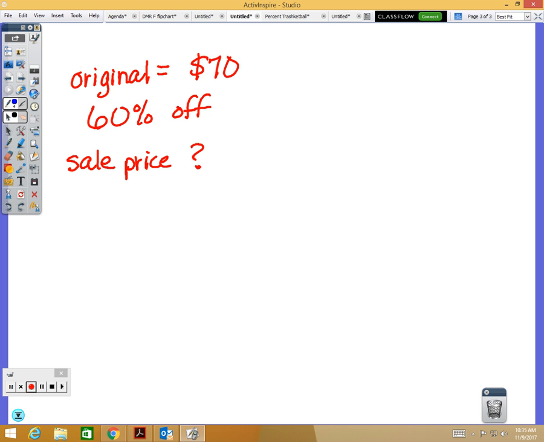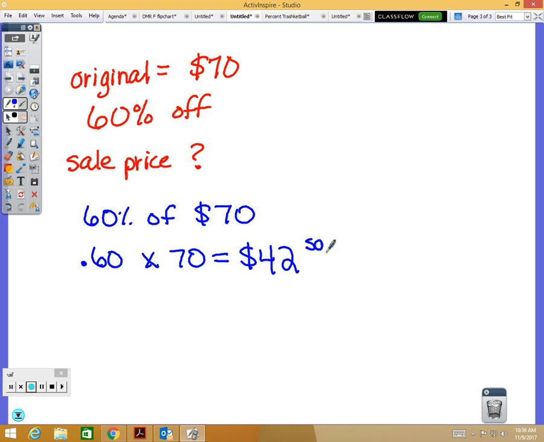All right, so first of all, we need to find 60% of $70. In your calculator, you would do 0.60 or just 0.6 times 70. And that gives you $42. And again, that's how much you are saving. So now you take the original price minus the amount that you're saving, $42, and it's going to give us a sale price of, we're taking it off, so subtracting, $28.